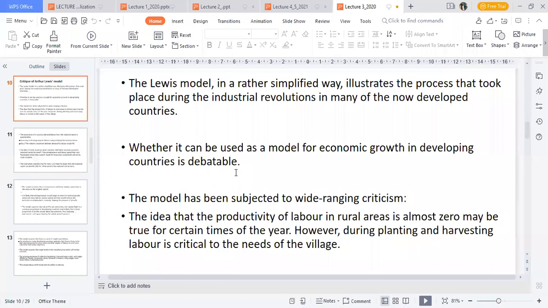One, the idea that the productivity of labor in rural areas is almost zero may be true for certain times of the year. However, during planting and harvesting, labor is critical to the needs of the village. What he's saying is that it's not always that people work below their capacity, or that there will be excess labor in UPSA. It will get to a time where individuals will be actively engaged in something. So it's not that people will be lying idle or working below their capacity. Okay.